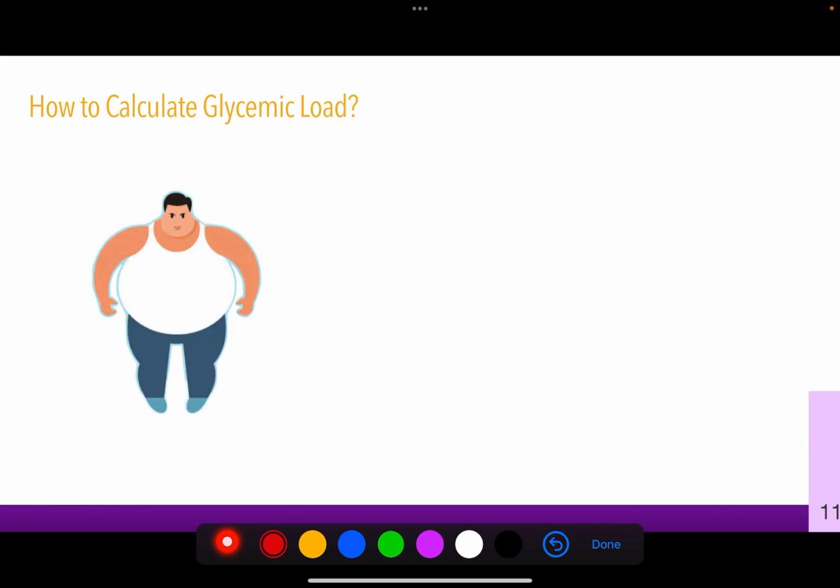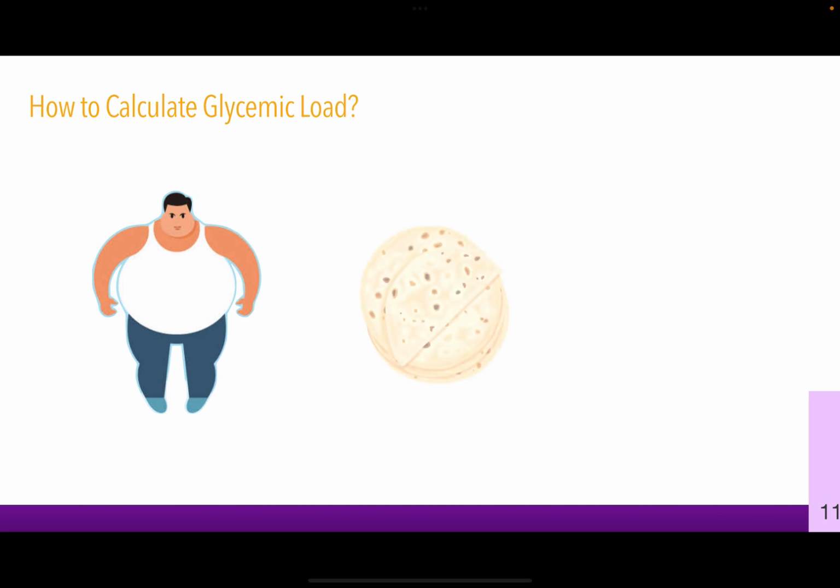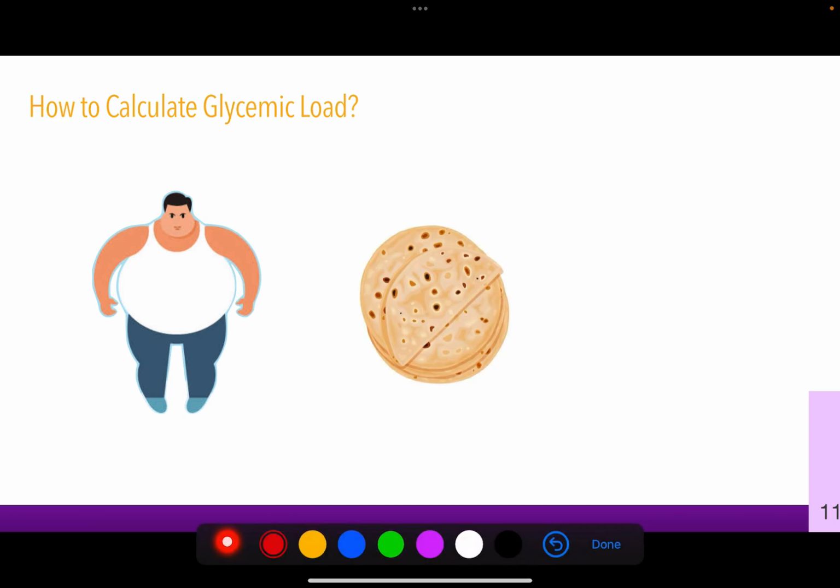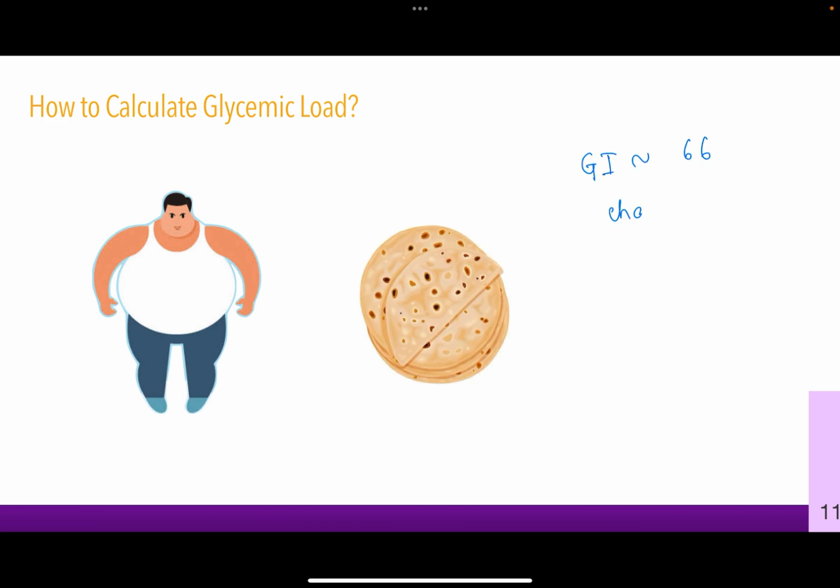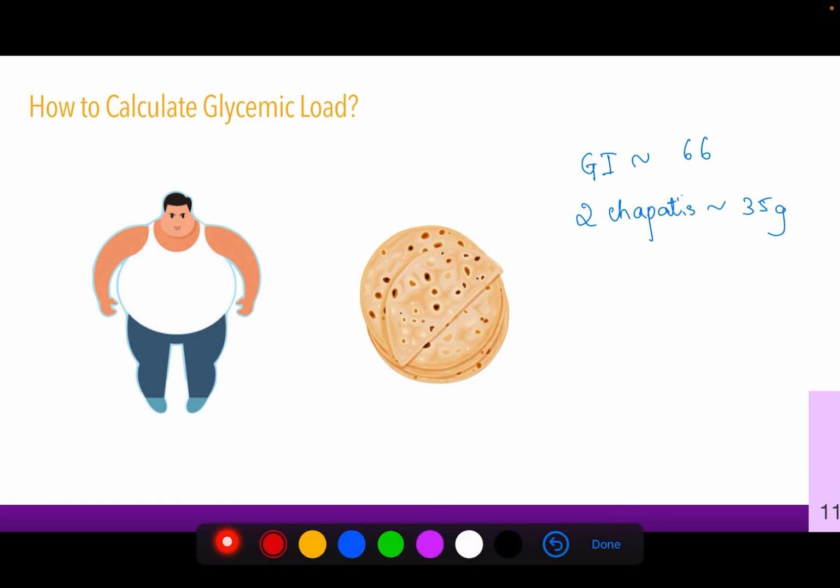Now this is the second example. This is a patient, a known case of diabetes, and he wants to eat chapatis. The GI of chapati is 66, which comes in the moderate range. What is moderate? Anything between 56 to 69 is moderate. Chapati comes under it. Two chapatis have roughly 35 gram of carbohydrate.